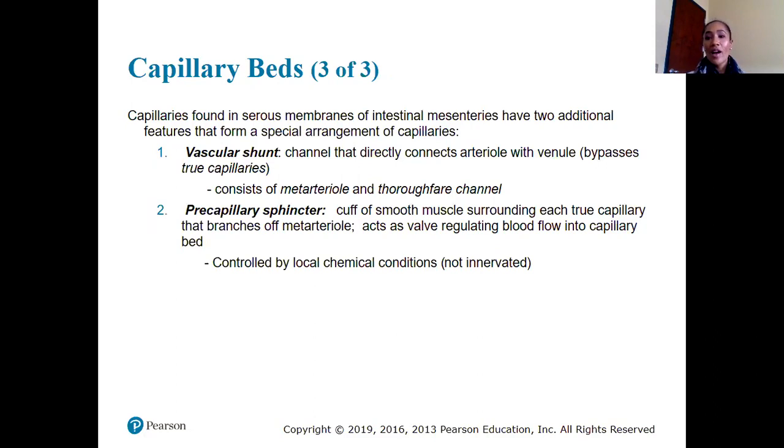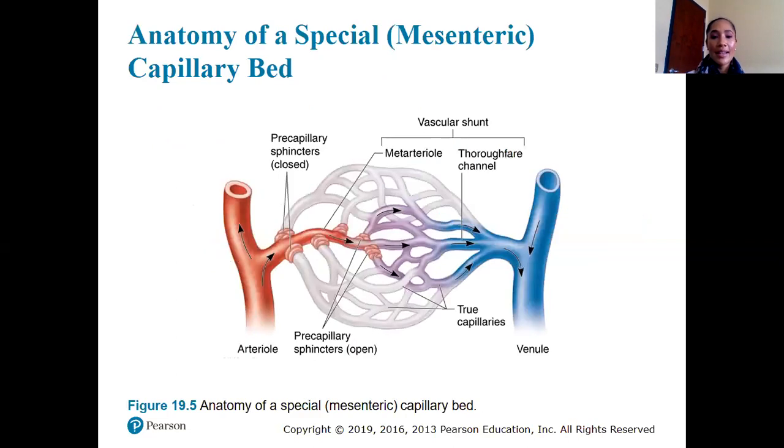This acts as a valve regulating blood flow into the capillary bed. And this is controlled by local chemical conditions, so it's not innervated. So what are we talking about? What did we just say?